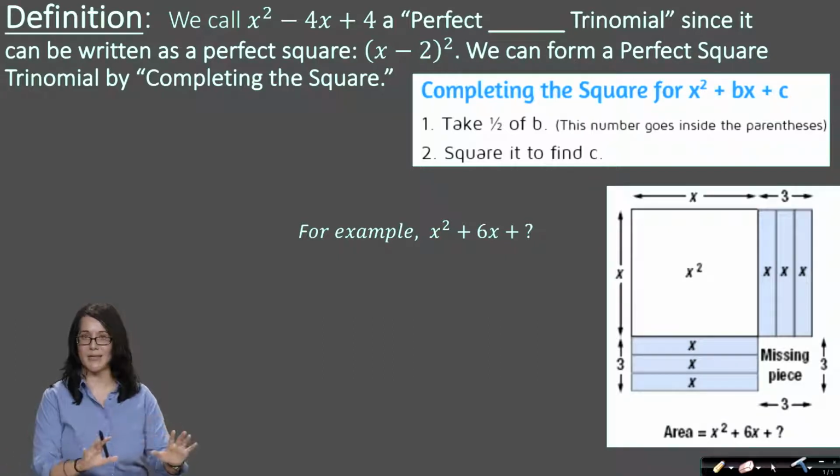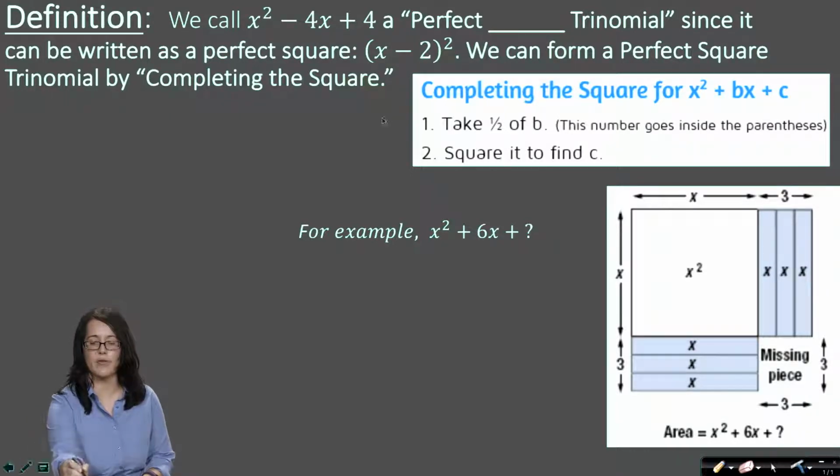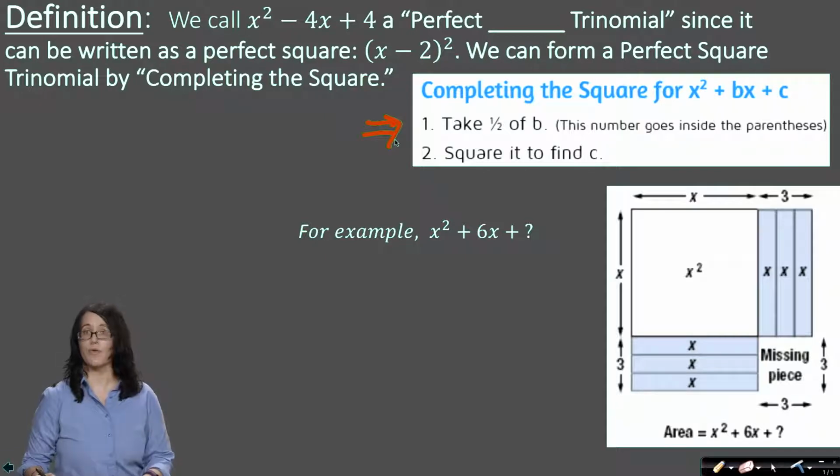We'll talk about the process, the algorithm, but we're also going to see why it makes sense. So let's take a look at the process. Completing the square, if you look at the box on the top right, it says we can complete the square for a quadratic of the form x squared plus bx plus c. Okay, and the way we're going to do that is notice, first of all, that the leading coefficient of x squared is a 1. Okay? If it's not a 1, we'll have to factor that in front, and we'll talk about that in our next video. But for now, we'll stick to the case where our leading coefficient's a 1.